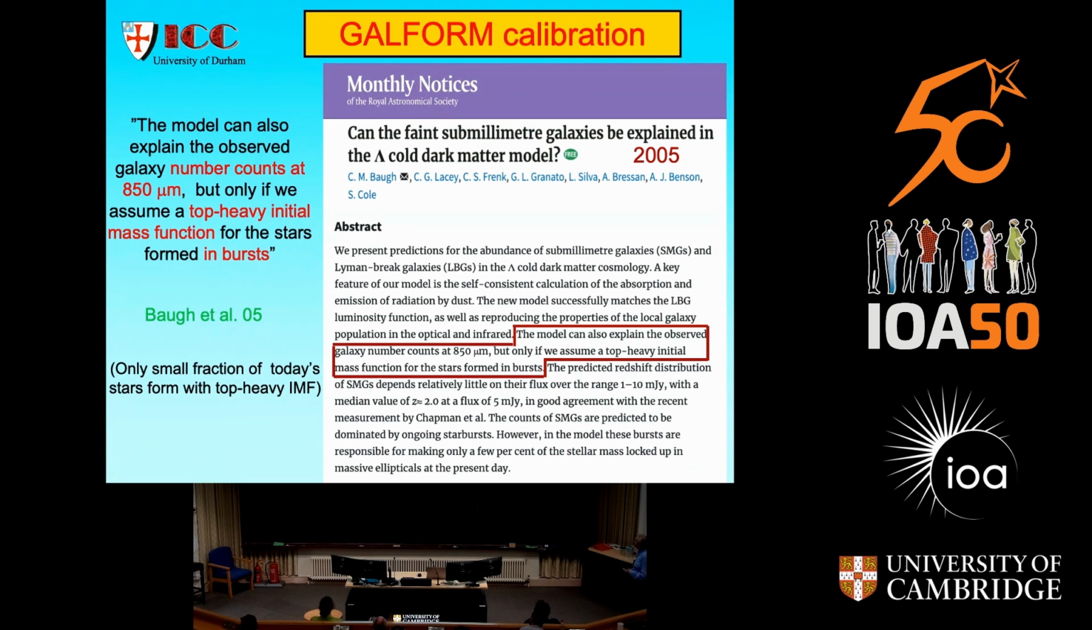Now, a key thing about Galform, which has been around for 20 years, is that if you want to understand the number counts of millimeter galaxies at 850 microns, you cannot do it unless the IMF is top heavy. And we've been living with this for 20 years. It was very controversial originally, and then gradually less so. Now, when I say this in public, I see members of the audience who are experts nodding in agreement, both theorists and observers. So I think this is no longer a very controversial statement, but it is key to what I'm going to tell you next.